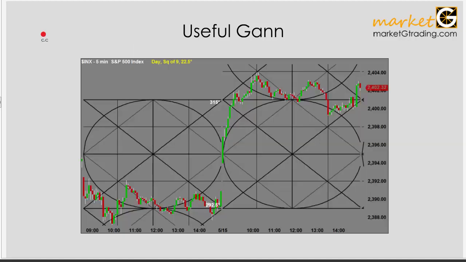So let's look at this. This is from a couple weeks ago, but this is a 5-minute cash S&P chart. And it is, again, a day square of 9, 22.5 degrees. So basically what we're doing is taking those price levels and using that for our y-axis scaling.